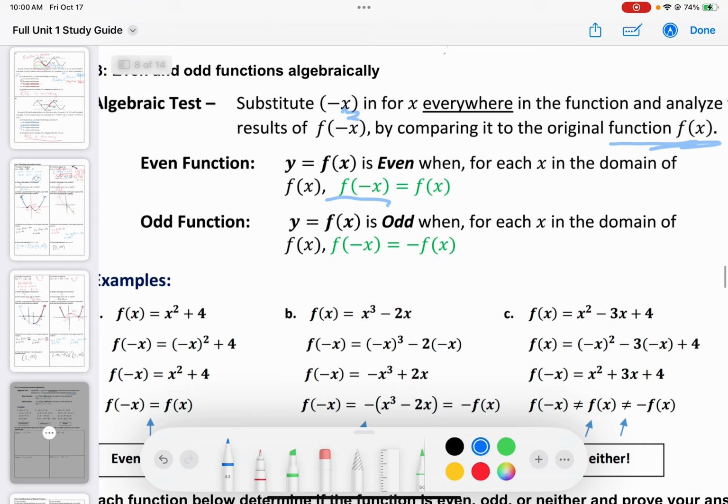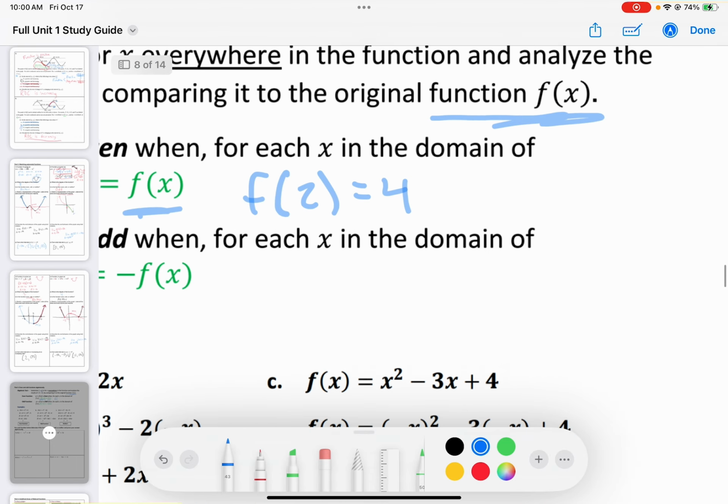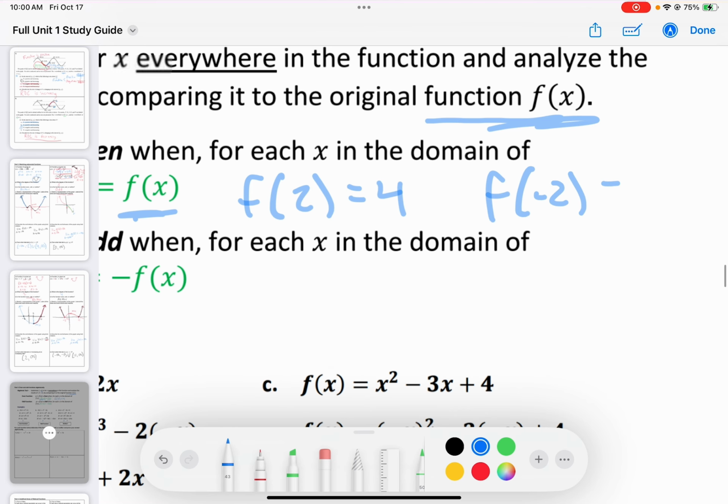So for an even function, f of negative x and f of x should be equal to each other. So if f of 2 is equal to 4, then f of negative 2 should also be equal to 4. All right, that's an even function.